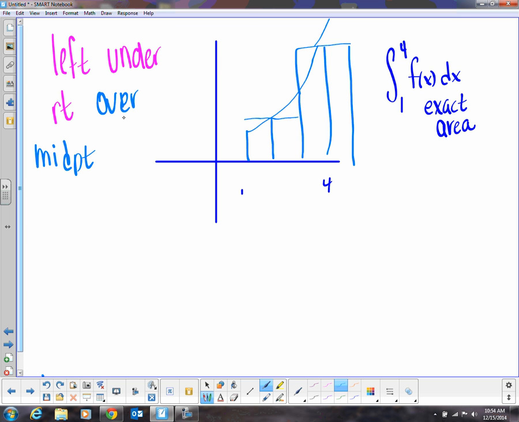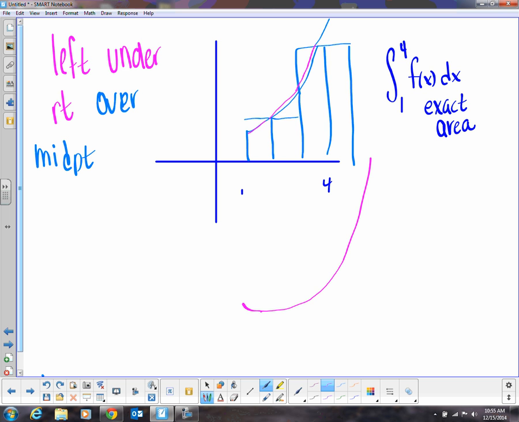Trapezoid yet. Oh, what about trapezoid? So it's going to be closest to the exact. Trapezoid's going to be, but is it over? No, that's the same. It's a little bit under, but not as under as left. Is it under? I don't know. You tell us. Okay, well, let's look.